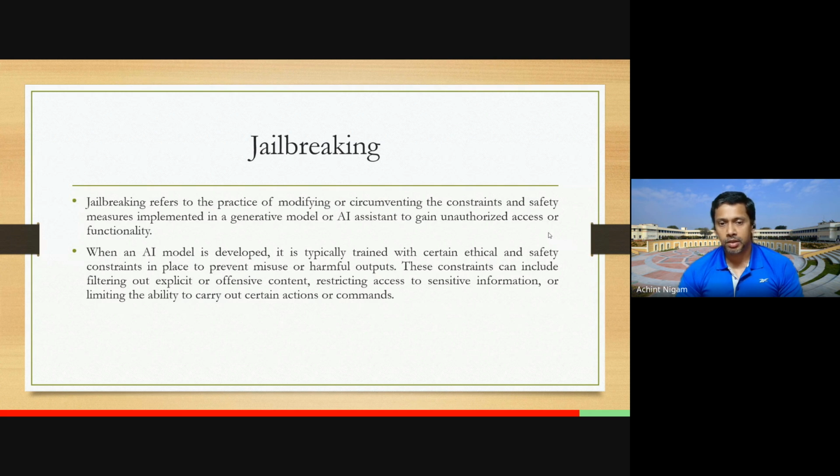So when AI models are developed, they are typically trained with certain ethical and safety constraints in place to prevent misuse or harmful outputs. These constraints can include filtering out explicit or offensive content. Sexually explicit content should not be there. And when I say these words, people try to loop around them. If you don't mention the word sex straight away, but you mention pleasure, photographs, or this and that, then still you will get some content that is close to sexually explicit content.